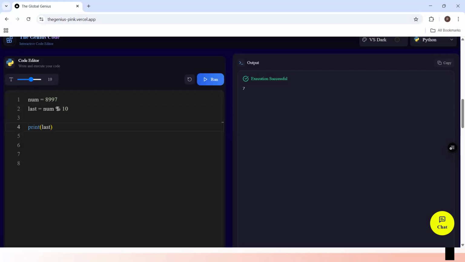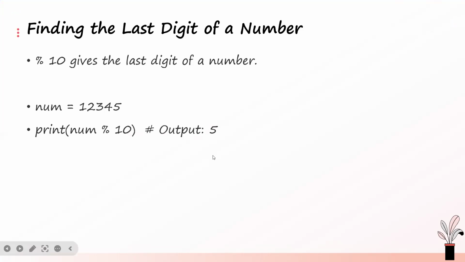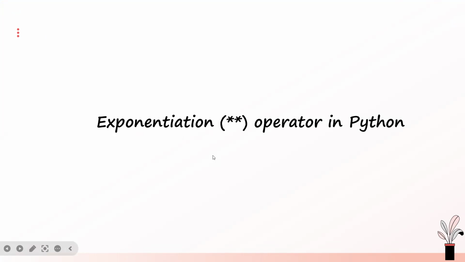The number divided by 10 gives you 899, and the remainder is 7. So that is a trick you can use the modulus operator to do. To find the last digit of a number, just take that number modulus 10.